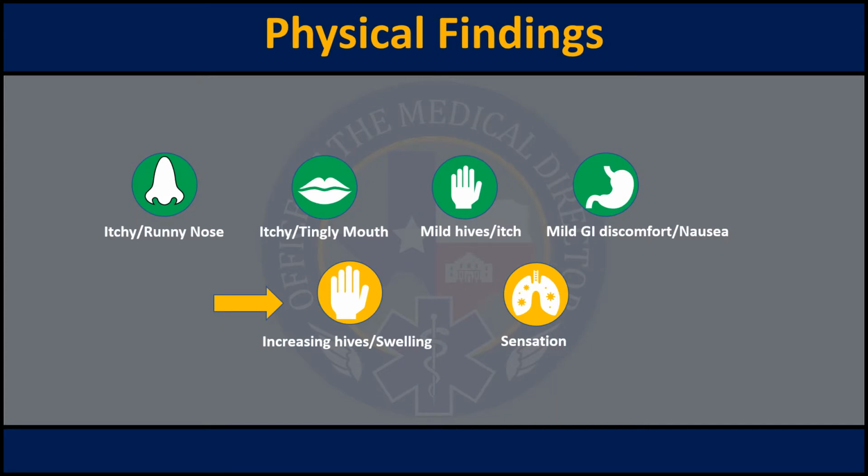Physical findings for mild allergic reaction with no respiratory distress often include the following: an itchy, runny nose, sometimes sneezing, an itchy or tingling mouth, a few hives with a mild itch, mild nausea with mild GI discomfort. If left untreated, the mild reactions may become a more moderate allergic reaction. This will include increasing hives, swelling to the lips and eyes, swelling to the skin, along with redness. The person may complain of their throat feeling weird or that it's starting to feel tight.